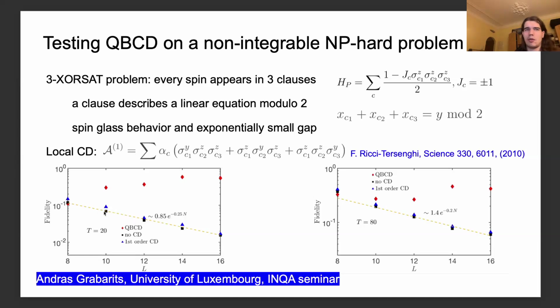We measure the fidelity because of system size restrictions, and we can see that there is negligible difference between the no CD and first order CD results, showing an exponential decay, while surprisingly the fidelity remains approximately constant with the QBCD Hamiltonian for 2 different driving times.